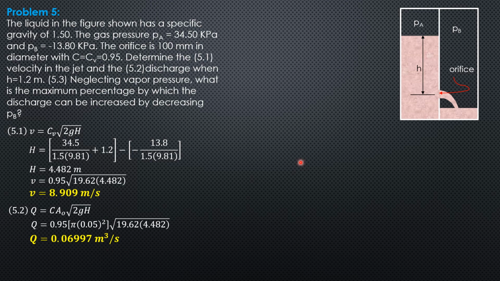Then for 5.3, since vapor pressure is neglected, if the vapor pressure is known and not neglected, then we should reduce the pressure at B to its vapor pressure, because at a value lower than that, it will produce cavitation in the right portion.